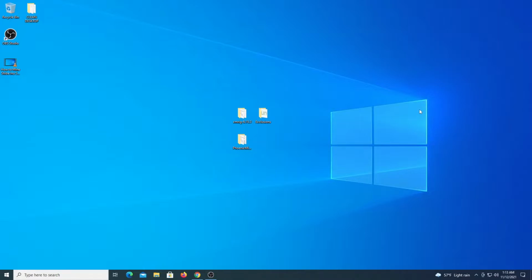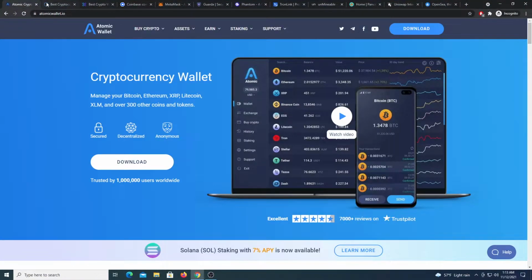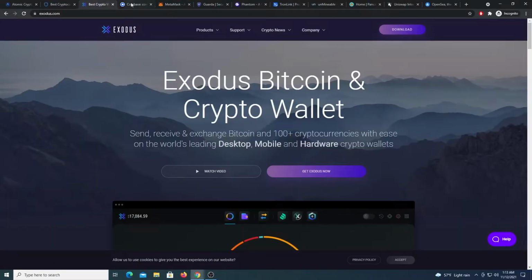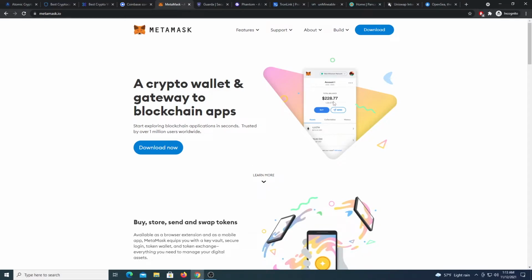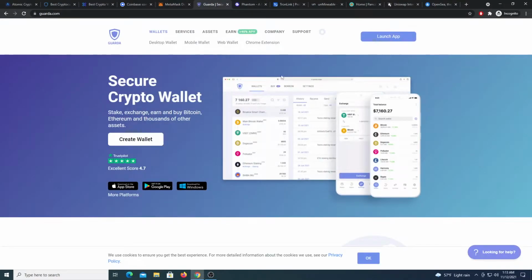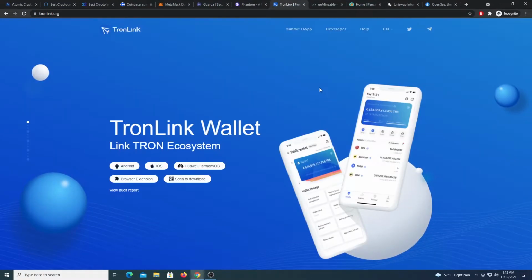My favorite kind of wallet are those extensions for the browser, since we can log in into decentralized finance websites to do trading. Some examples of the most common wallets are Atomic Wallet, Trust Wallet, Exodus, Coinbase, Metamask. In this case, Metamask is available as a Chrome extension. We have Guarda, there is Phantom, which is specific for the Solana network, and then we have TronLink, specific for the Tron blockchain.